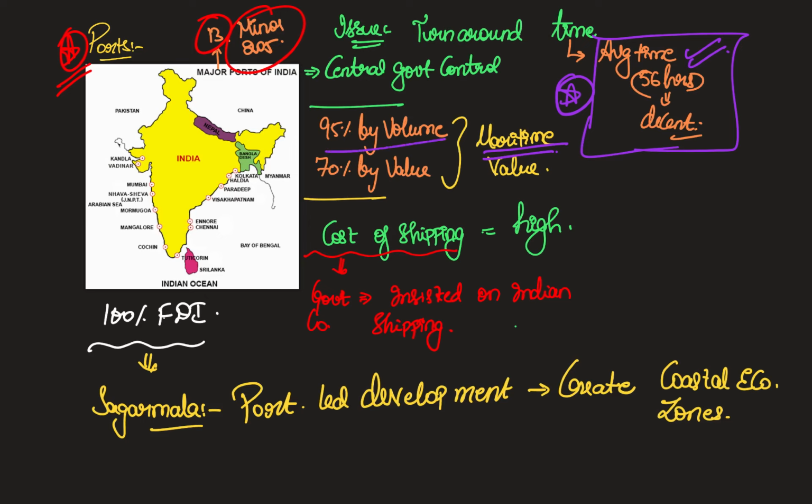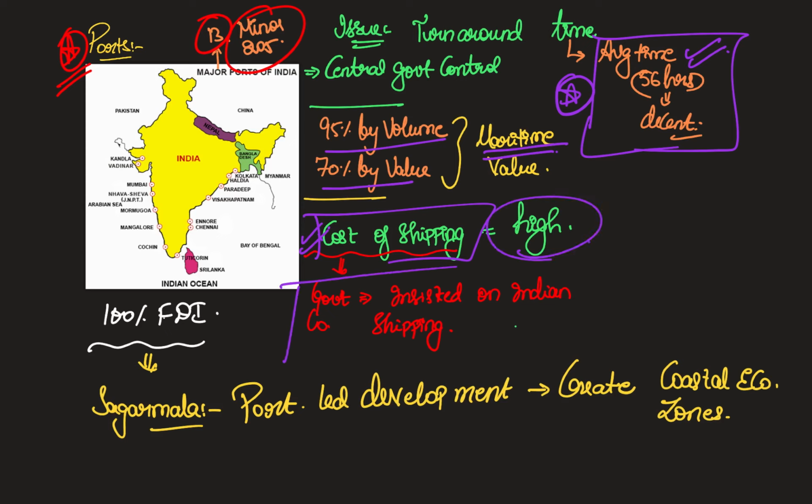If you take a look at the volume, 95% of the volume and 70% of the value of Indian merchandise exports and imports comes through this maritime route only. So if we want to work on improving export competitiveness, the first thing that we have to do is focus on reducing the cost of shipping. That is how the shipping industry in India will become competitive on a global level. This cost of shipping is very high.